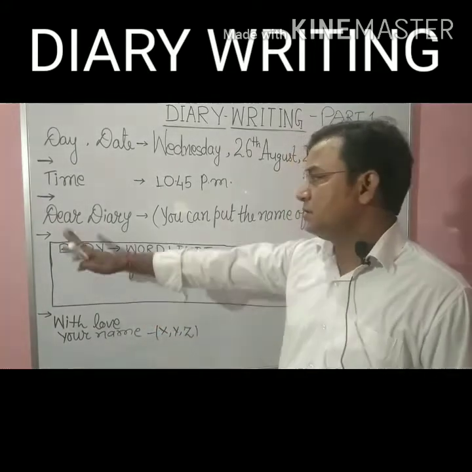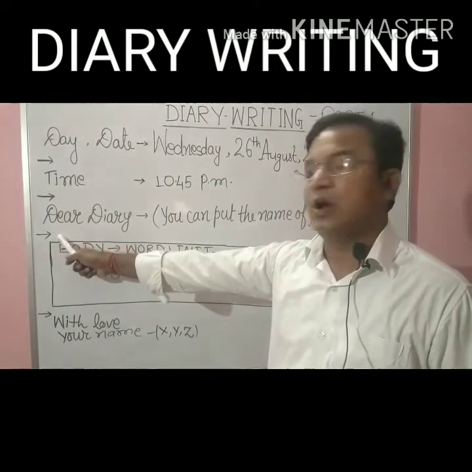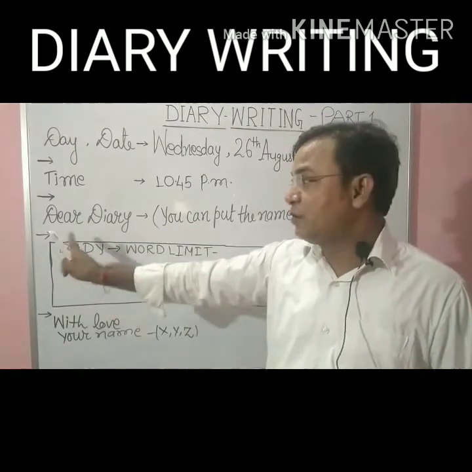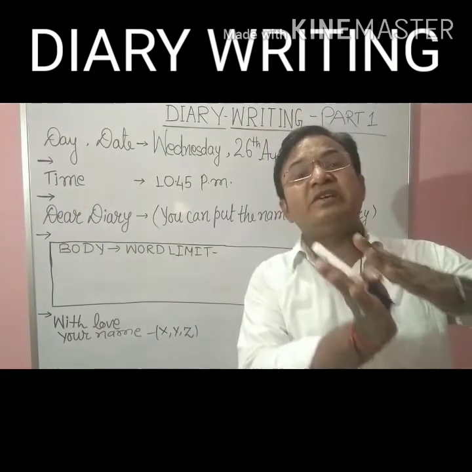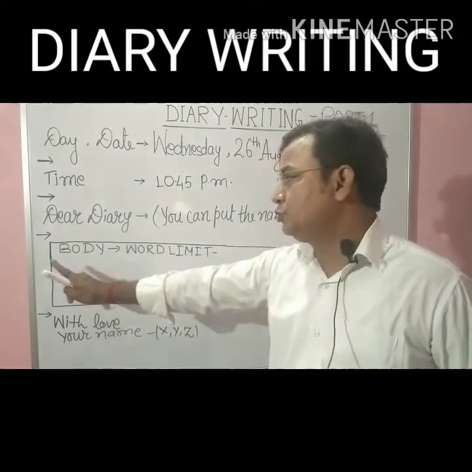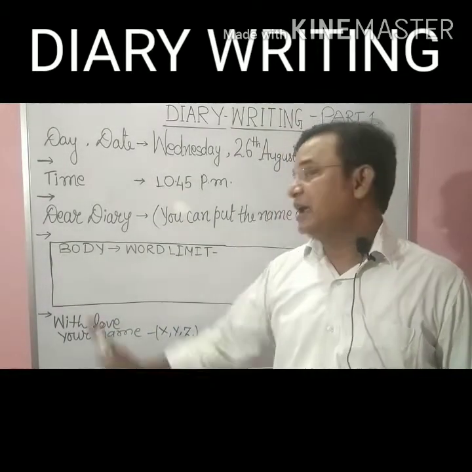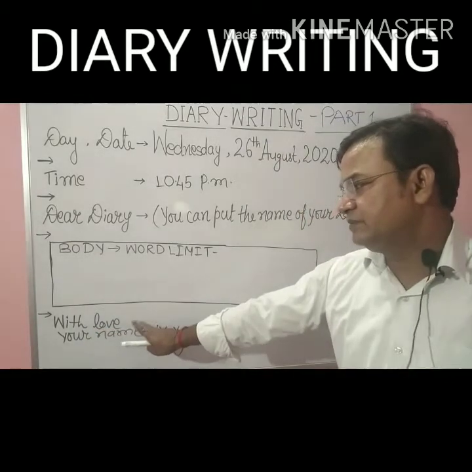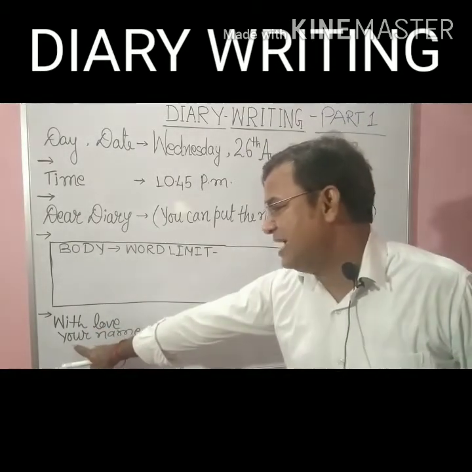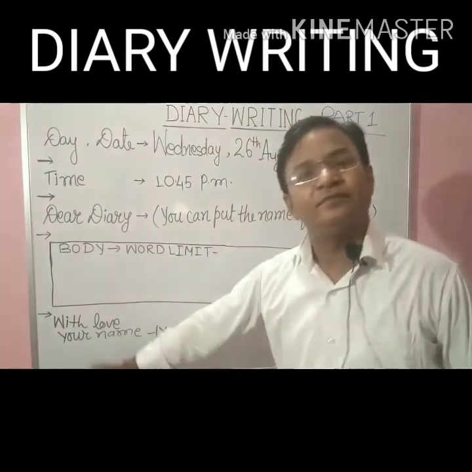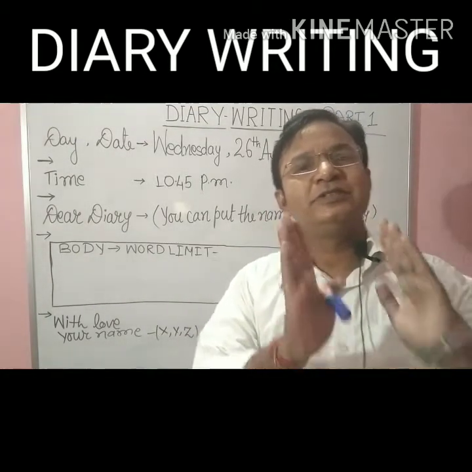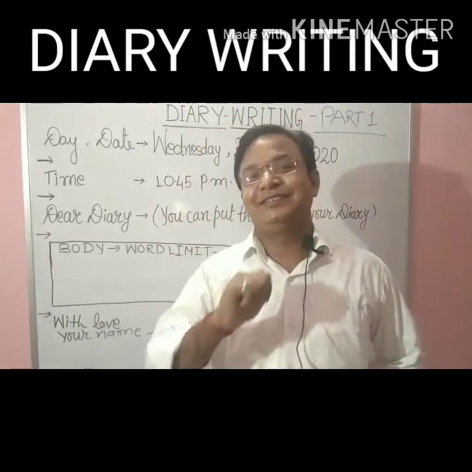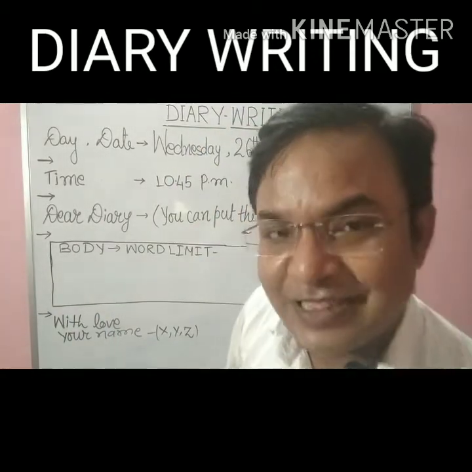Okay. Later on, leave a line. Again, you are watching an arrow. This arrow represents what? Yes, you are right. This arrow represents that you have to leave one line. You have to write down the body, and after the body, leave one line. At the end, write down your with love, and in the last, write down a name. This is all about the format of diary. So how are you going to write it? Just see in this video.